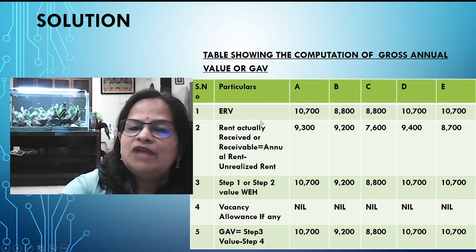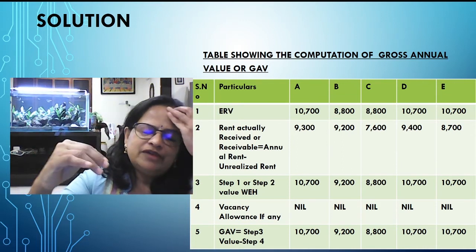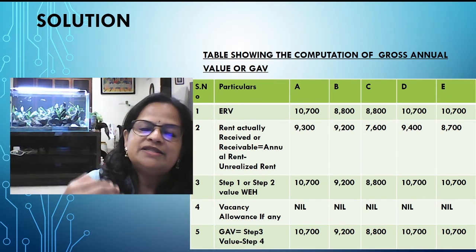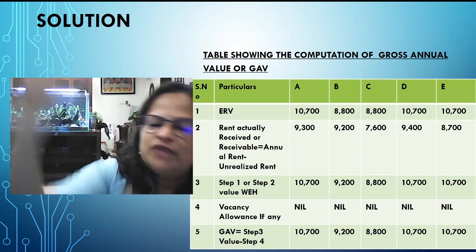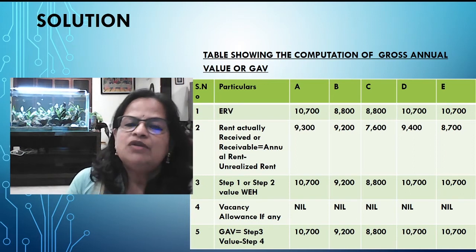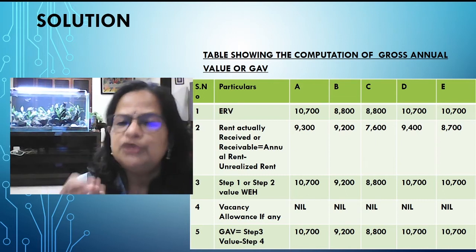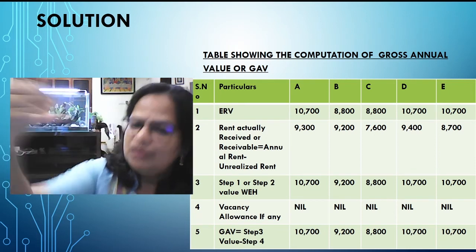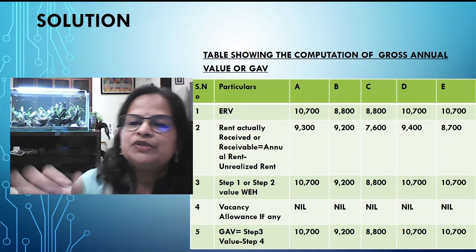Now the table showing the computation of gross annual value, or GAV, the short form we are using. First, the expected rental value; you know how to calculate that. Take the municipal rental value and fair rental value, whichever is high, compare with the standard rent, whichever is less. And if real rent is there, then we will take whichever is the higher value. So that first step is the values which we calculated, and we learned so far how to do the expected rental value. Now the rent actually received or receivable. Here you have to remember annual rent minus unrealized rent. I told you, unrealized rent condition satisfied meaning we have to adjust that. So 9,300. In all situations, whatever value is given as unrealized rent, we have to reduce from the actual rent. Then you will get the values.